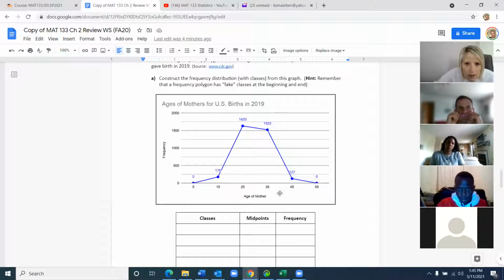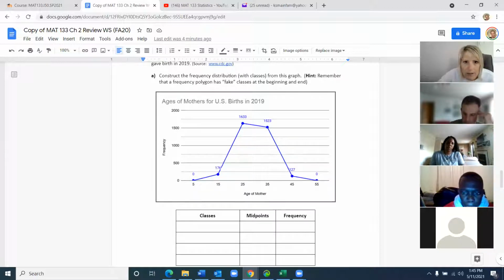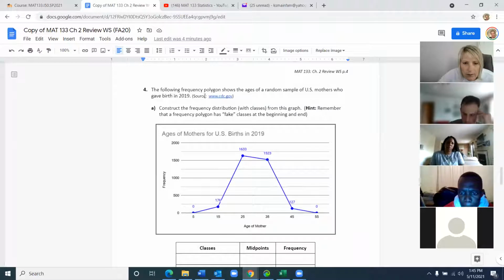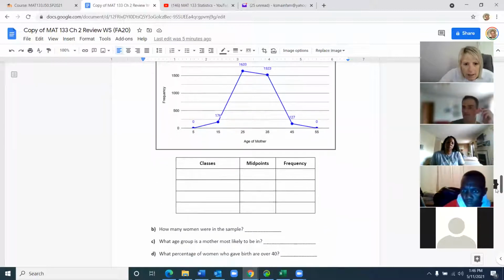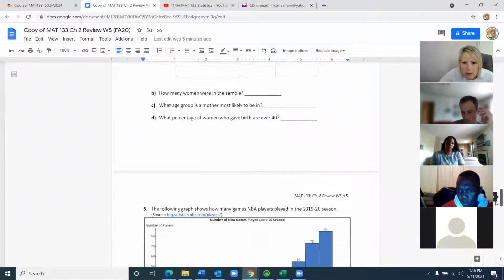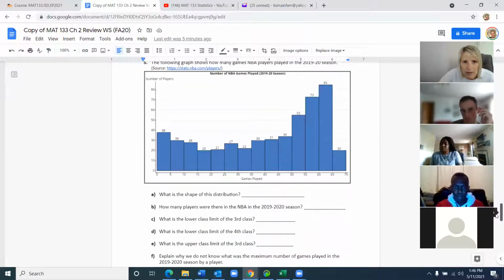So these are the midpoints that they're representing. Okay. And so it says the following frequency polygon shows the ages of a random sample of US mothers who gave birth in 2019. Okay. And then we're going to ask some questions about that. So we'll go over a polygon yet today as well.